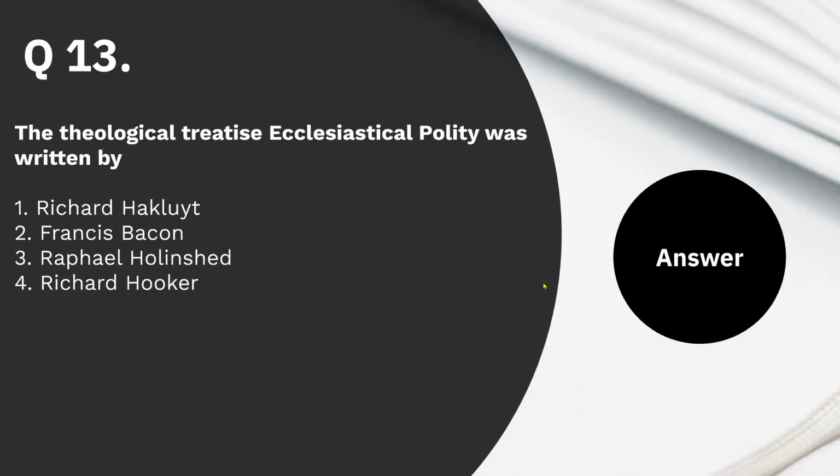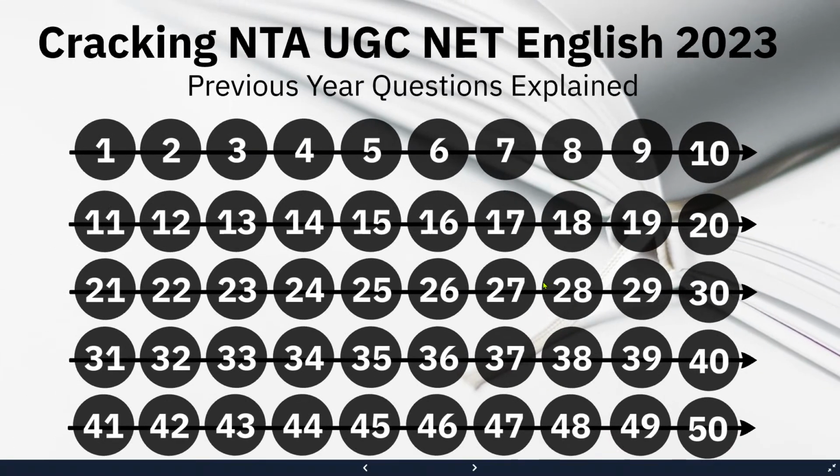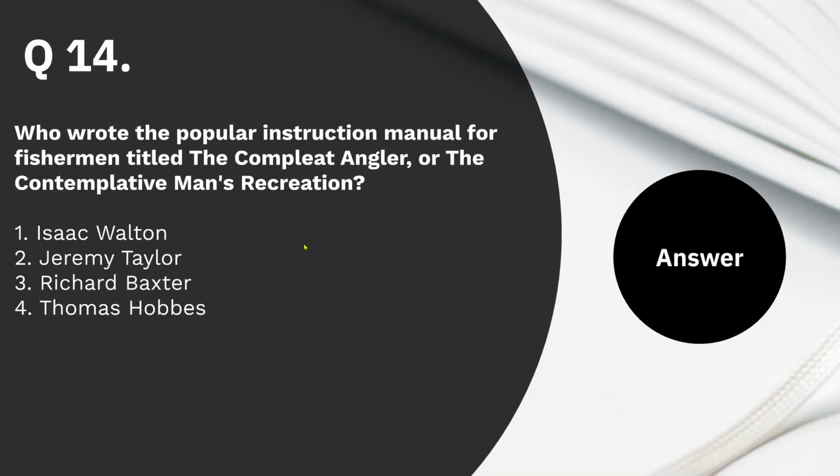So anyway, we were on question number 13. Now we'll move to question number 14. The question is: who wrote the popular instruction manual for fishermen titled The Complete Angler, or The Contemplative Man's Recreation? If you know the answer, you can write in the comment box. The options are Isaac Walton, Jeremy Taylor, Richard Baxter, and the fourth one, Thomas Hobbes.